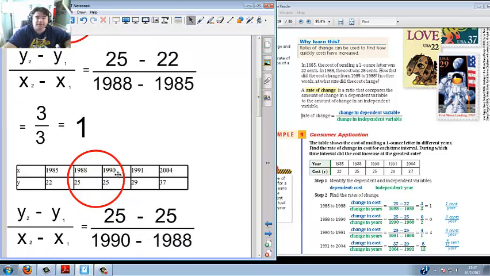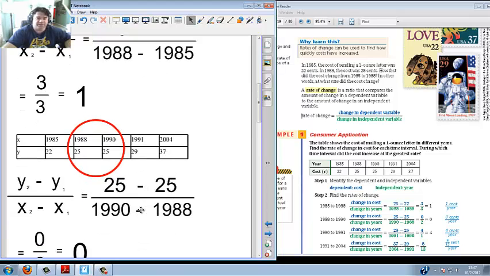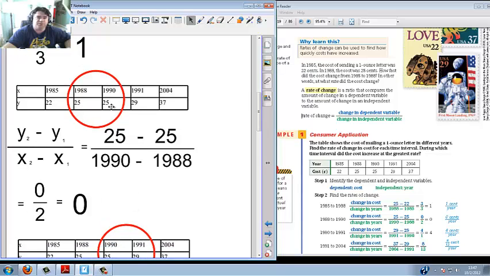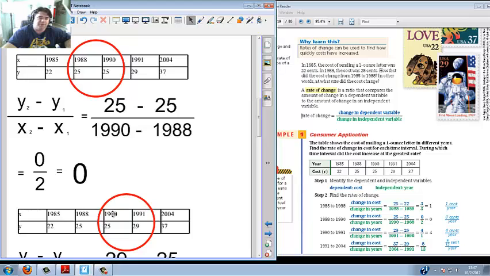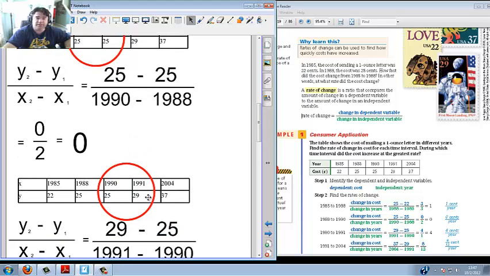Now if you go from 1988 to 1990, well, alright, I'll take the 25, and it didn't change. So 25 minus 25 over 1990 minus 1988, 0 over 2. So for these two columns there was no increase at all for those 2 years. However, from 1990 to 1991, you have 29 minus 25 over 1991 minus 1990.